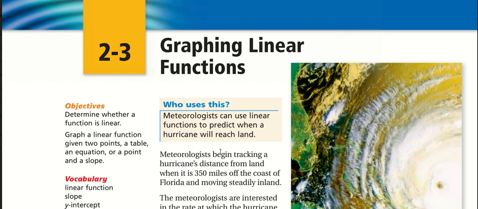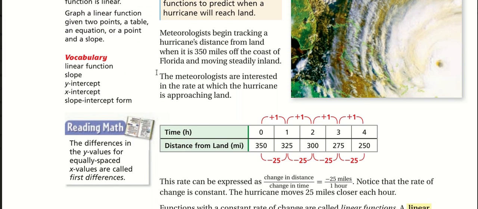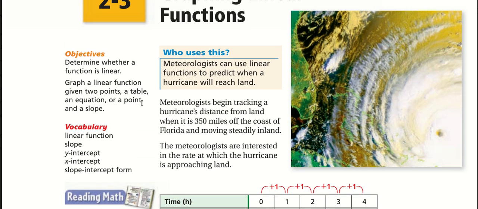So okay, what is it we want to accomplish? Number one, we want to determine whether a function is linear. Number two, we want to know how to graph a linear function given 2 points, or perhaps a table, or perhaps we're given an equation, or we're given a point and a slope. So in each circumstance, we want to know how to graph the linear equation. Our vocabulary is linear function, slope, x-intercept, y-intercept, and slope-intercept form.